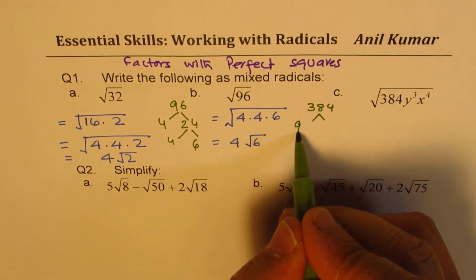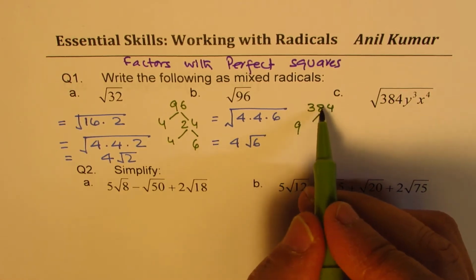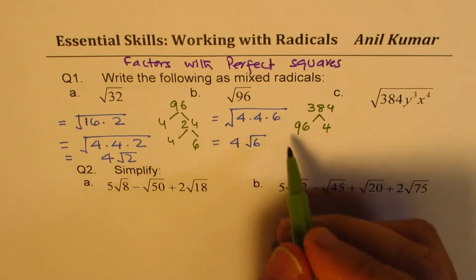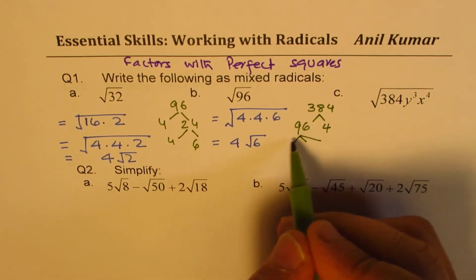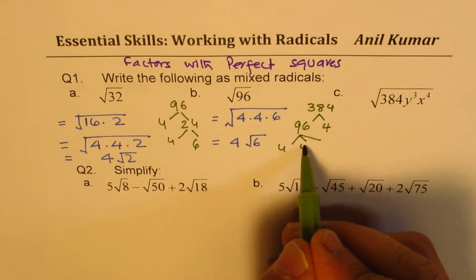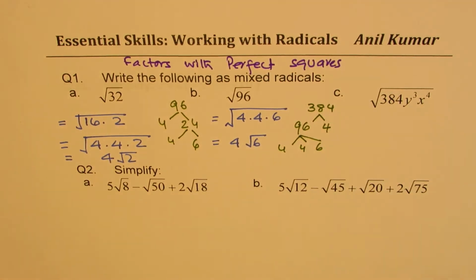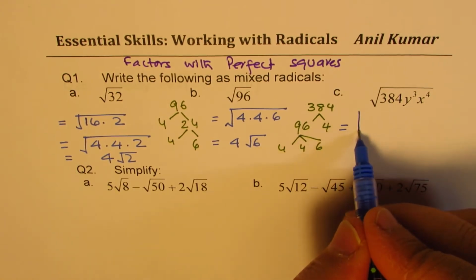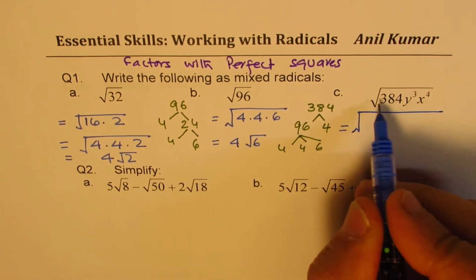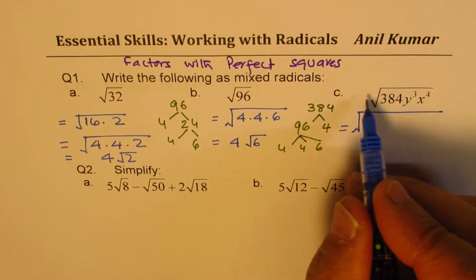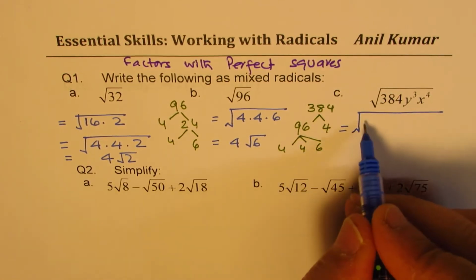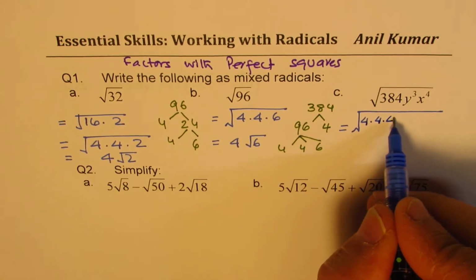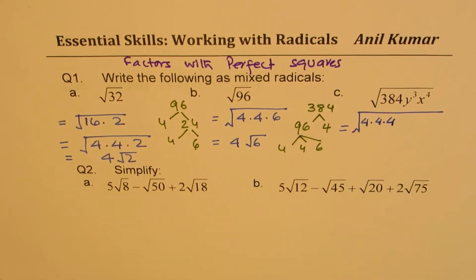So 4 times 9 is 36. So we get 24. So that is 96. So 96 times 4. And we have already worked out that 96 basically is 2 4s and a 6, correct? So I took a related example so that you understand the concept and we move forward quickly. So what we have here is 384, which could be written as 1, 2, 3 fours, right?